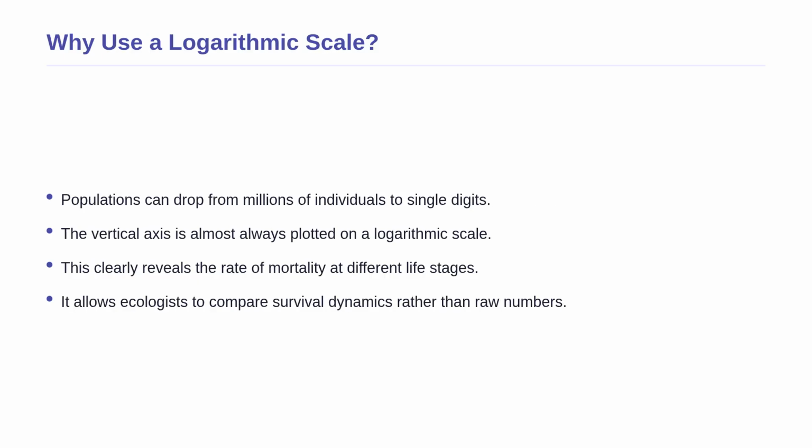As we plot these curves, we run into a mathematical challenge. Because populations can start with millions of individuals and drop to single digits, a standard graph would be impossible to read. Therefore, the vertical axis is almost always plotted on a logarithmic scale. This logarithmic scale is crucial because it allows ecologists to clearly see the rate of mortality, or death rate, at different life stages, rather than just looking at raw numbers. It gives us a true picture of survival dynamics.